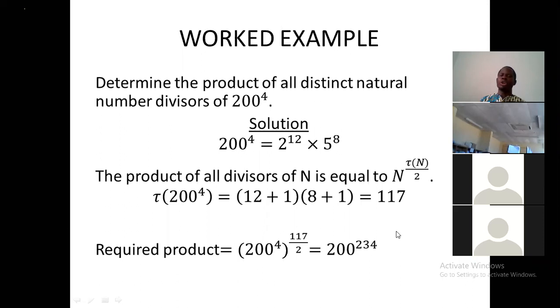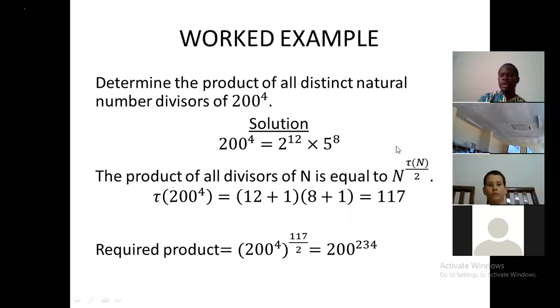What would the result be? We've established that the product of all divisors is equal to n raised to the power of the number of divisors divided by 2. We've established this result. That is the formula. So our desired answer will be 200 raised to the power 4, raised to the power 117 over 2. And then we apply the power rule. What does the power rule say? When a base raised to a power is raised to another power, it is the same as the base raised to the product of the two powers. So 200 raised to the power 4 times 117 over 2 is, of course, the 2 would cancel for the 4, 2 times 117, we have 234.